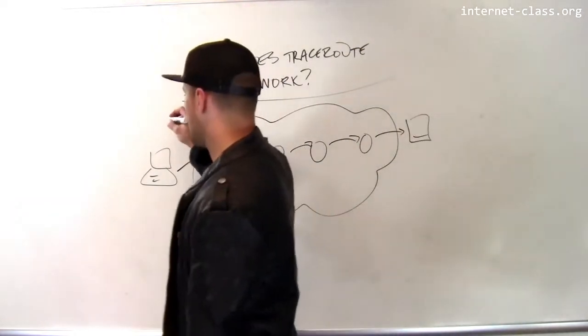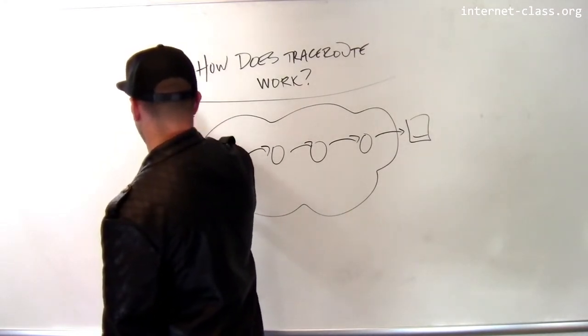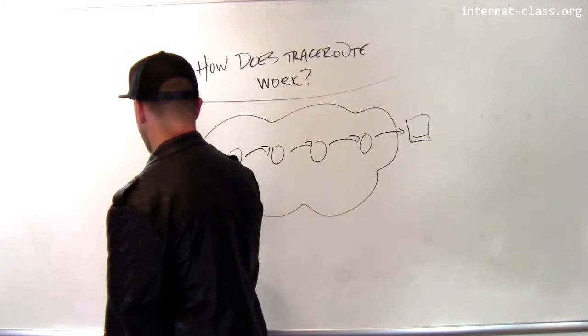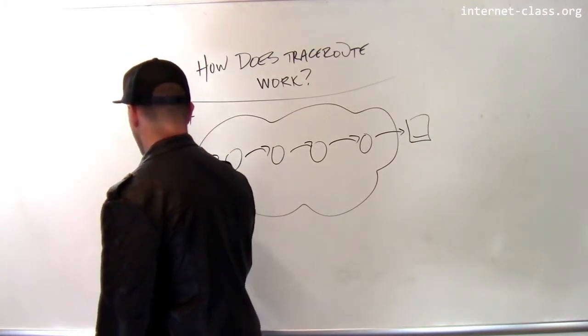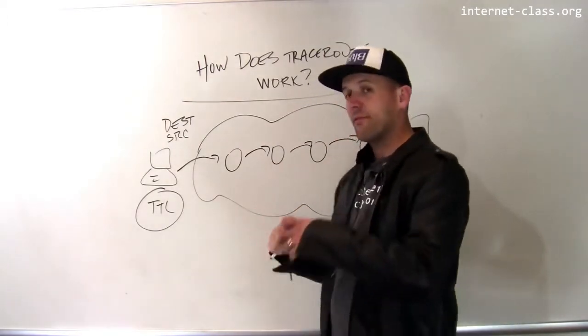So the IP packet includes, along with the destination and the source IP addresses, this field called the time to live, or TTL. The time to live field is normally used to prevent routing loops.